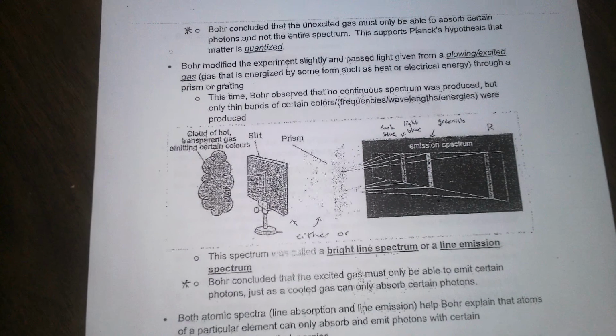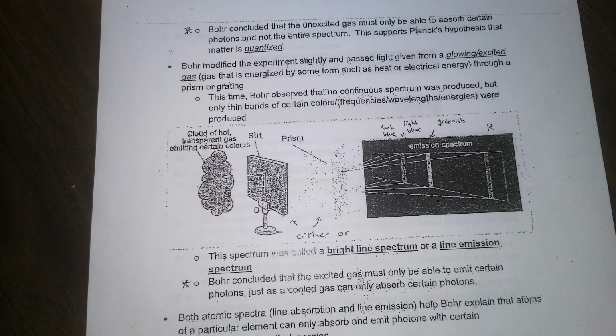Once he did that piece, he then took the experiment and passed light from an excited gas, so one that's been energized, so chances are it's been heated up or had electrical energy supplied to it, like that CRT tube that I showed you, through a prism or a grating. And then what he observed was that there was no continuous spectrum produced, but only thin bands that had colors. So kind of the flip.